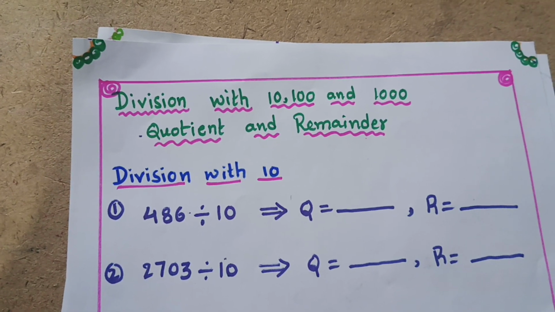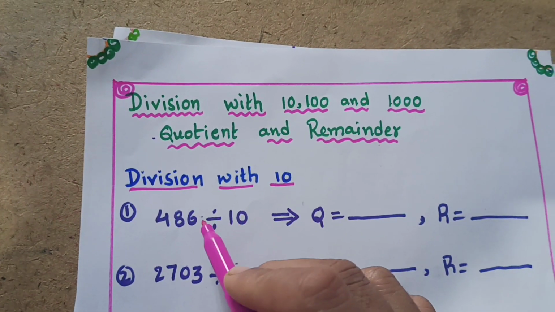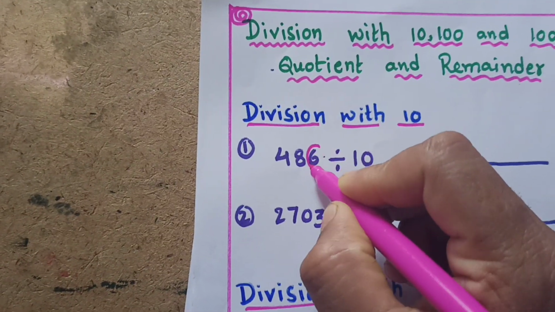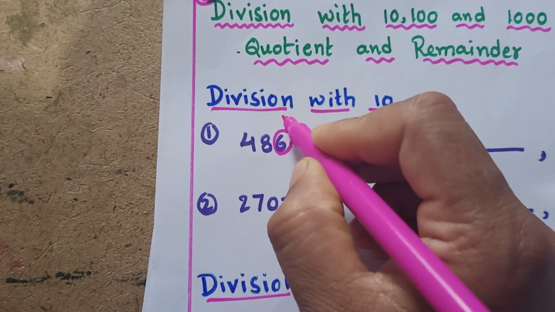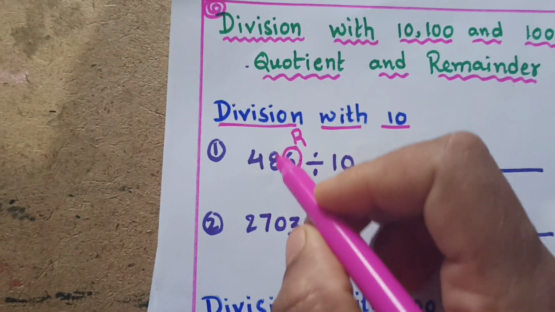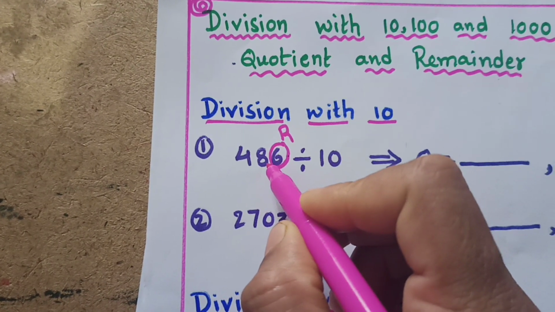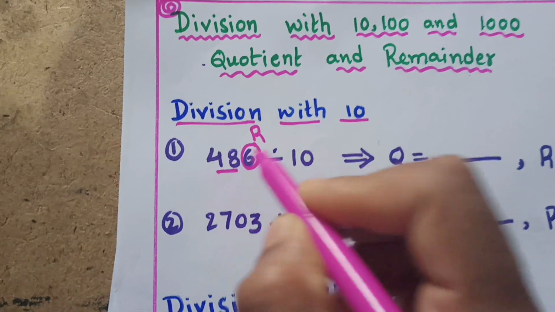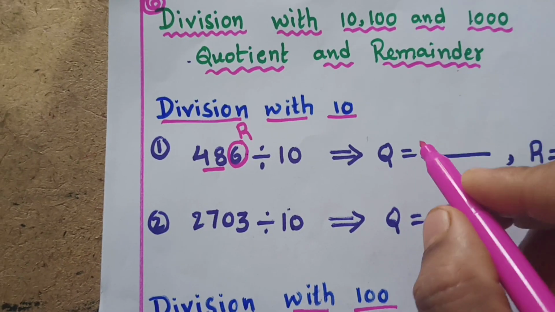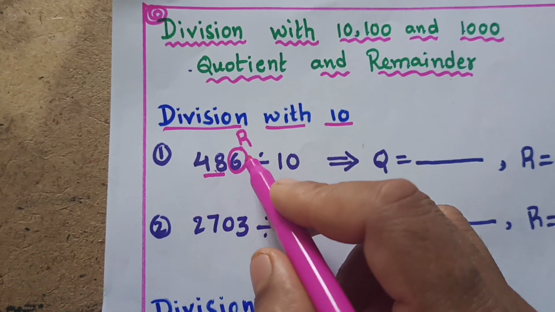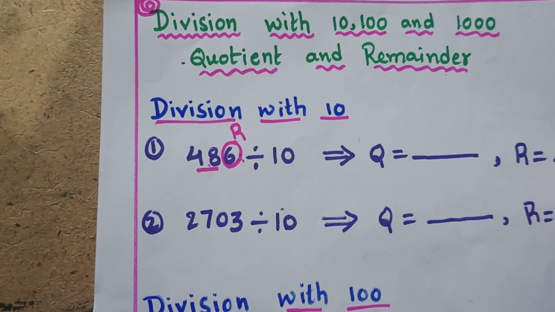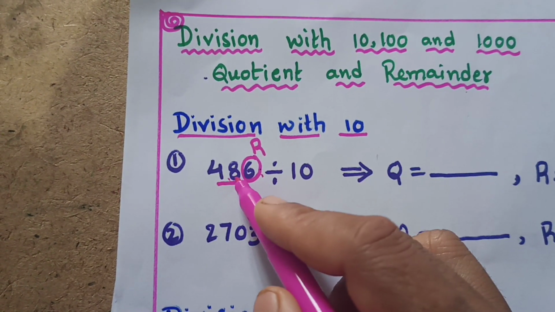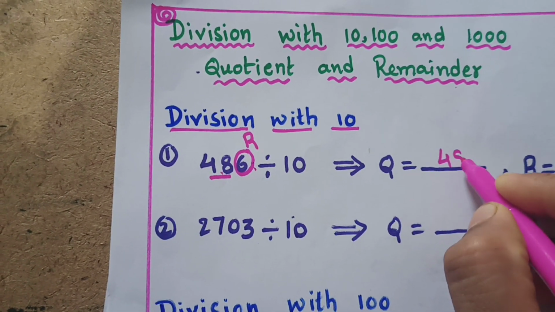That means the digit which is in the ones place becomes the remainder. Which is in the ones place? 6 is in the ones place. That becomes the remainder. The remaining digits, what are the remaining digits in 486? Yes, 48. This 48 becomes the quotient. What is the quotient? The quotient is 48. The remainder is 6. First write the remainder. The ones place digit becomes the remainder. The rest of the part becomes the quotient.